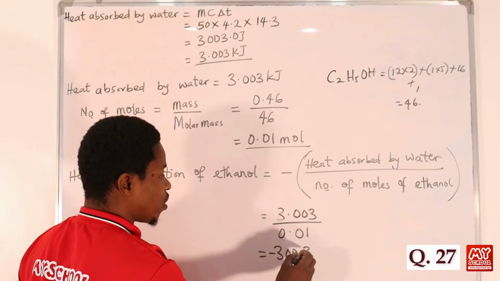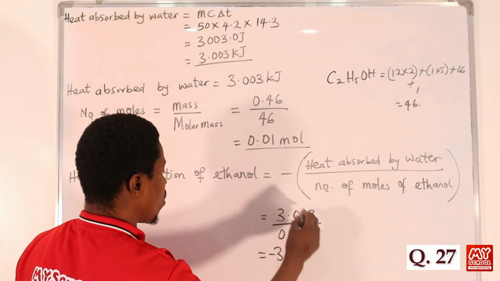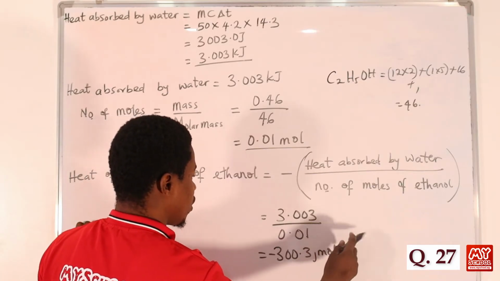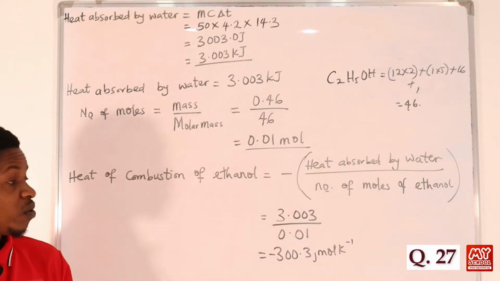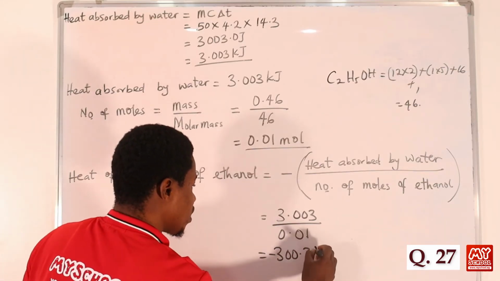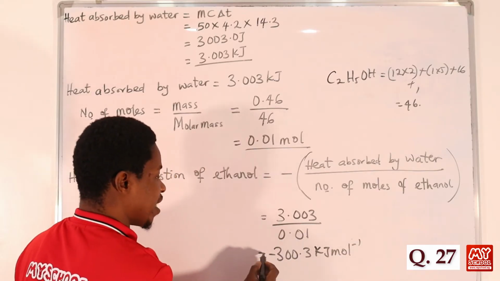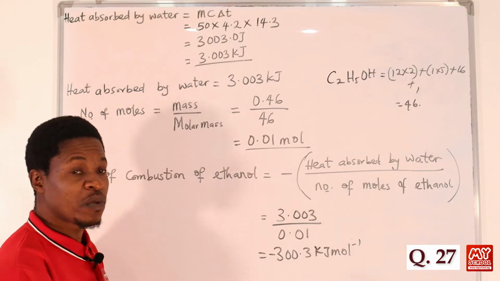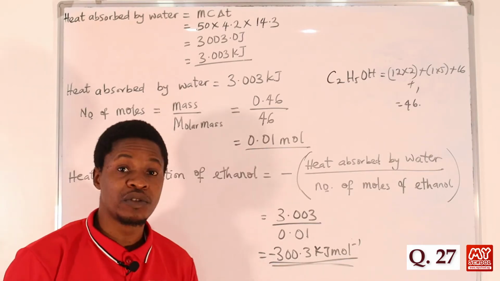Okay, negative 300.3. It's no longer joules, that's kilojoules per mole. Kilojoules per mole, that's the unit. So 300. Don't forget there's a negative value here because it is what? Heat of combustion of ethanol. It is an exothermic reaction. So this should be our answer: negative 300.3 kilojoules per mole.